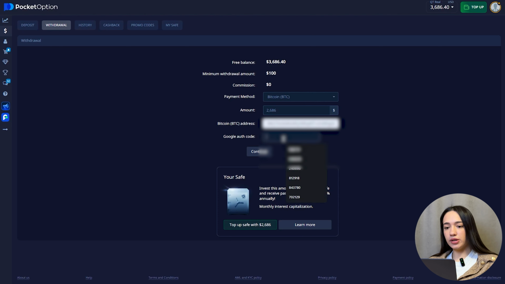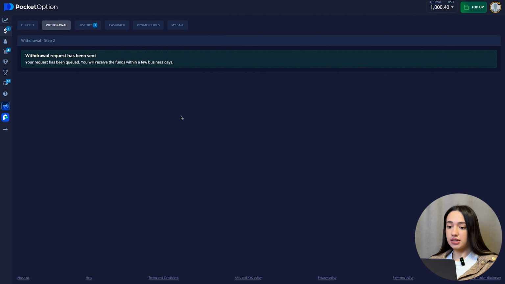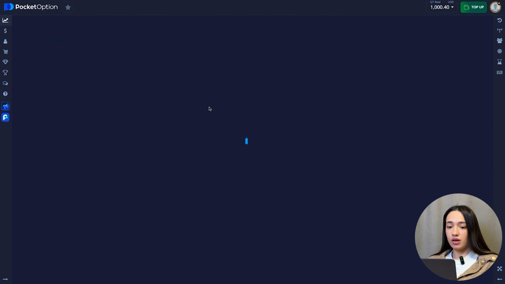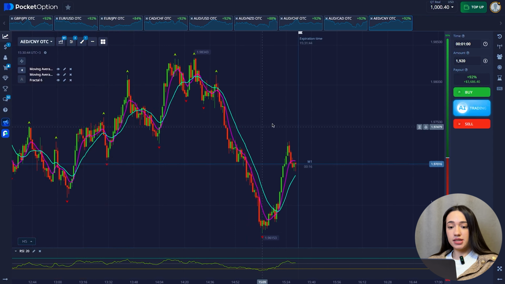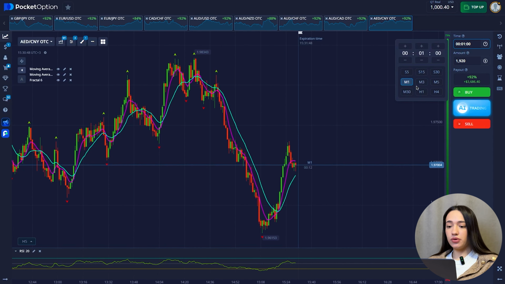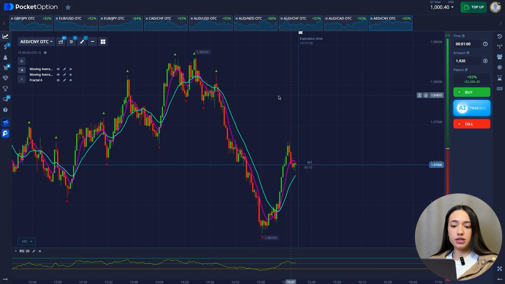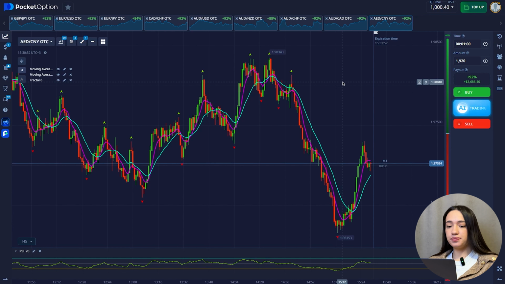So we enter the wallet address and the Google Authenticator confirmation code. I already have it prepared. We enter the 6-digit code. Press continue, and the withdrawal operation is successfully completed, guys. Well, my friends, this is how the strategy works. And once again, I remind you that it works very well for 1 minute and 3 minute expiration.